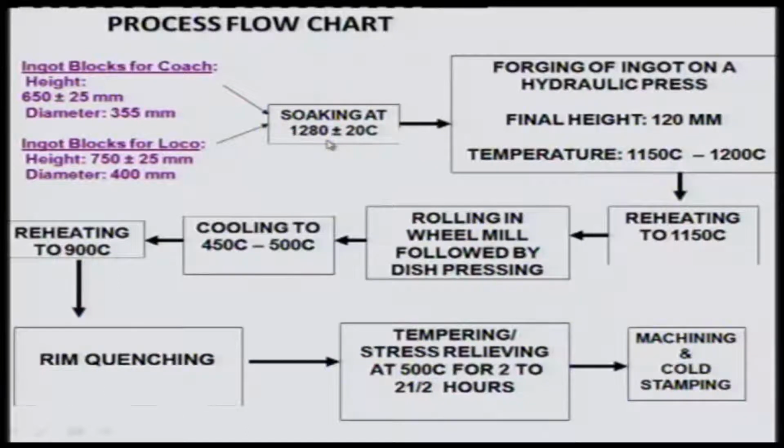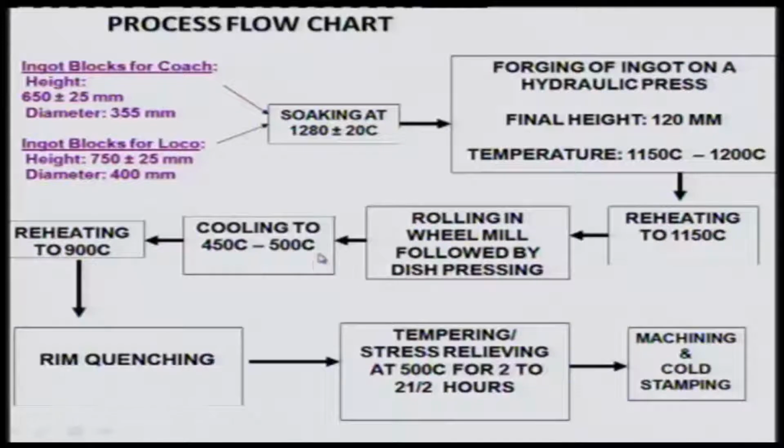They are soaked to a very high temperature so that everything is dissolved and it is 100% austenite, and then it is forged in a hydraulic press so that the final height for the coach, for example, reduces from 650 millimeter to 120 millimeter. So, you get a disc out of this. Then it is followed through other processes. It has to be reheated and then it goes into a rolling mill, followed by dish pressing, that gives you the shape of the wheel.